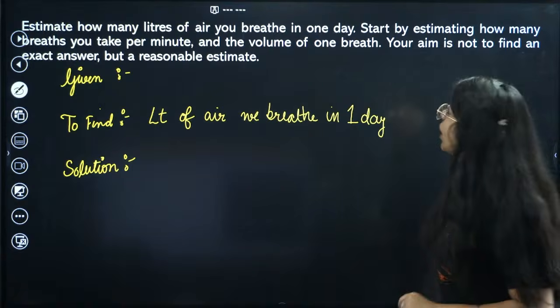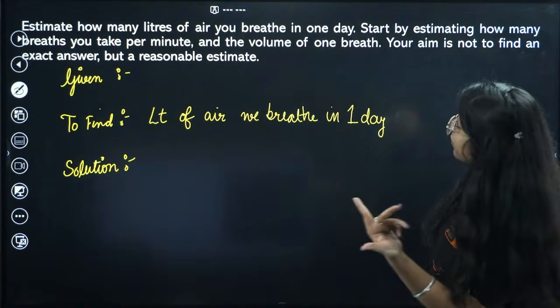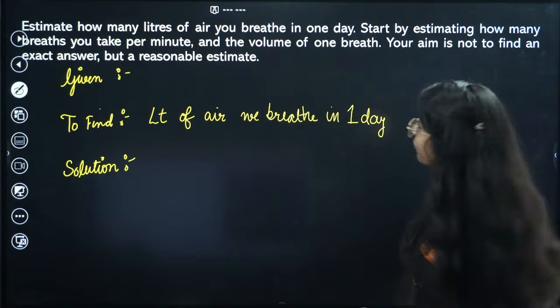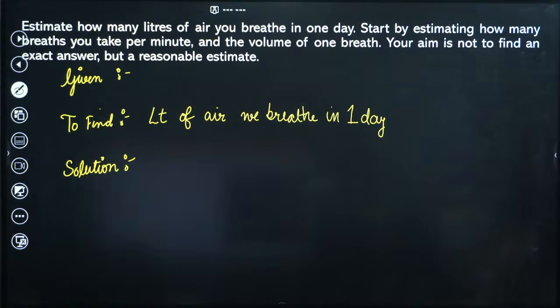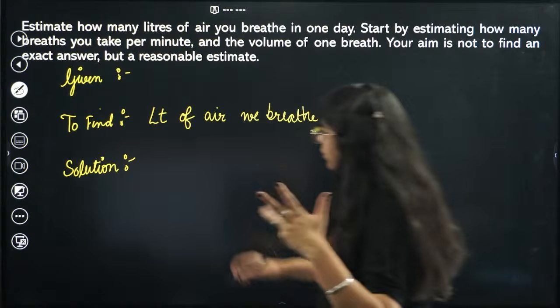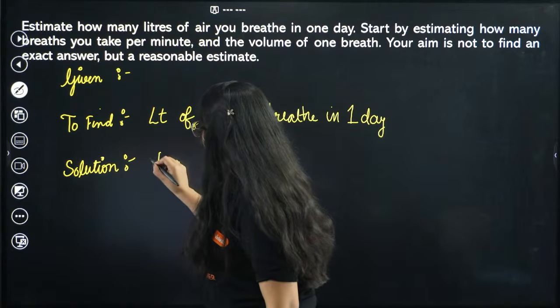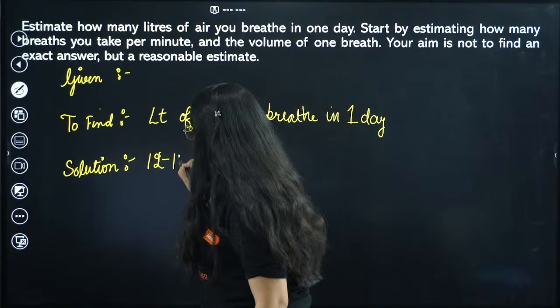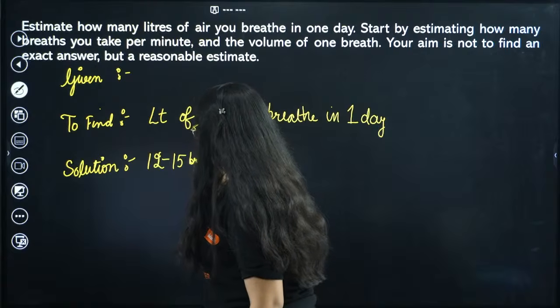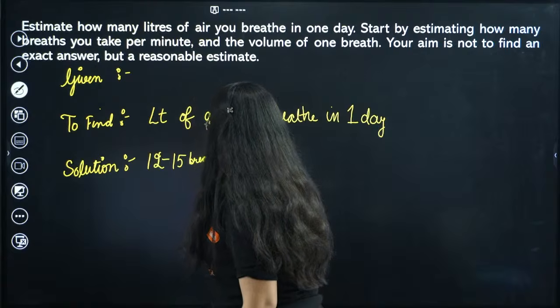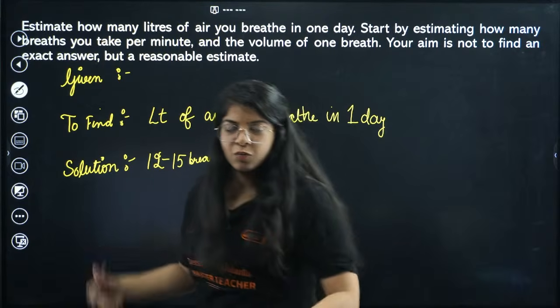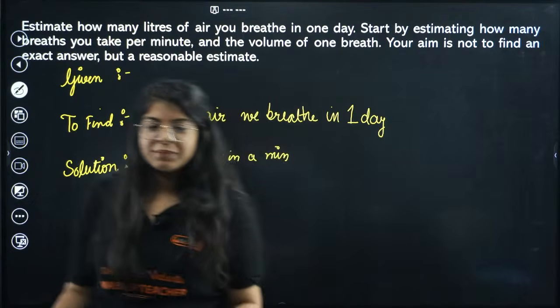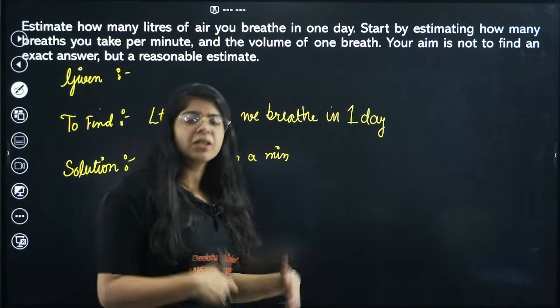They're also saying to start by estimating how many breaths you take per minute and the volume of one breath. Okay, that's one way to go. So how many breaths do you think you take in 1 minute? Roughly we take 12 to 15 breaths in a minute while we are resting. Of course, if you just came back from a run, you won't be taking 12 to 15 breaths in 1 minute. It will be much more than that.